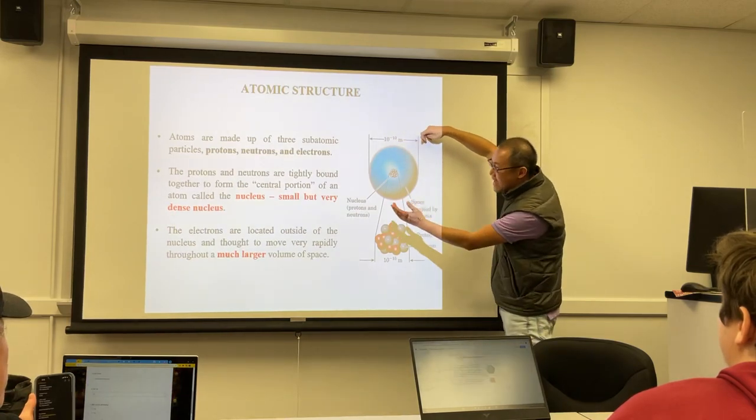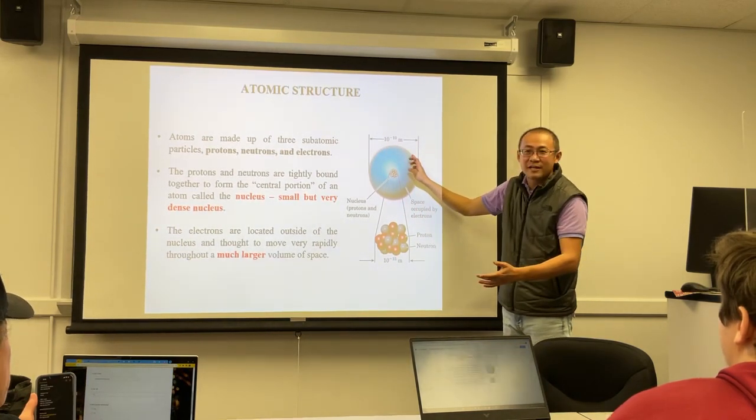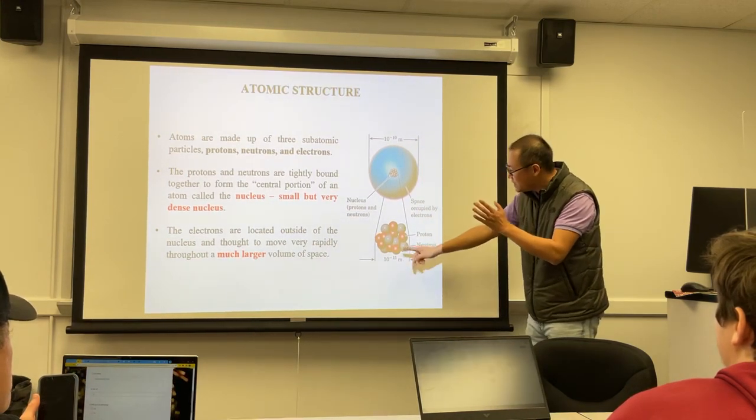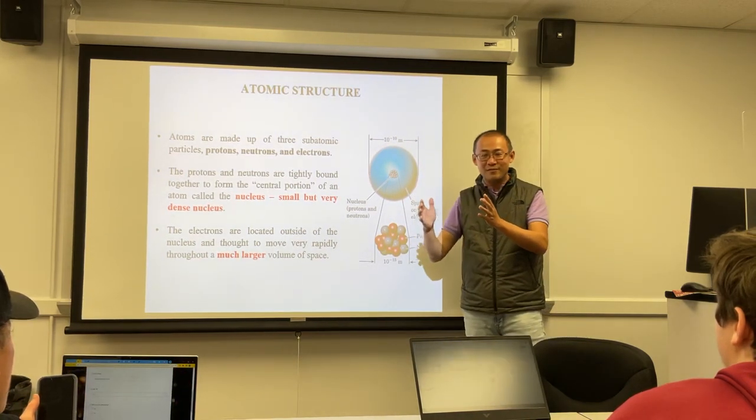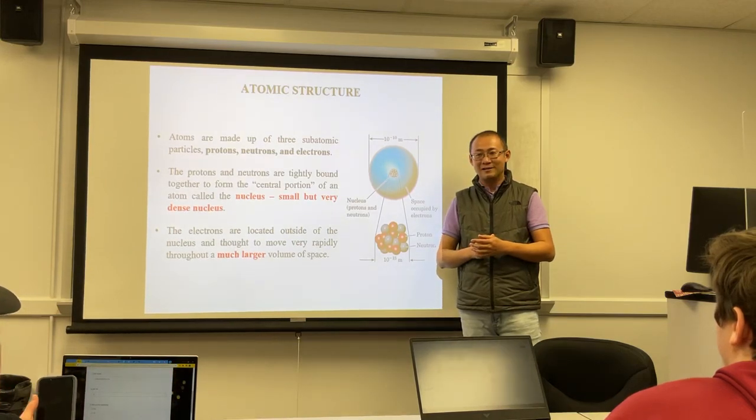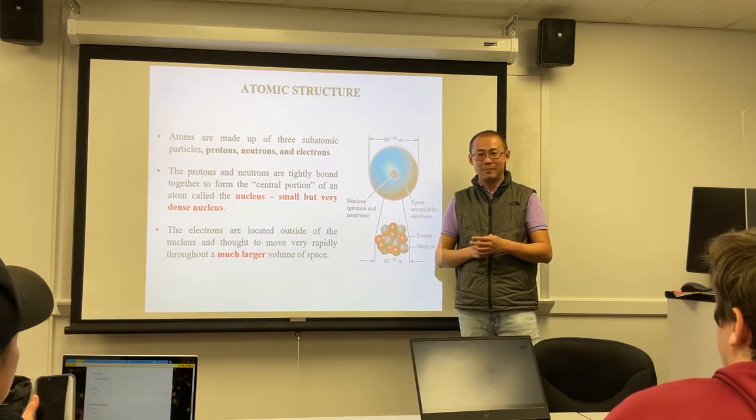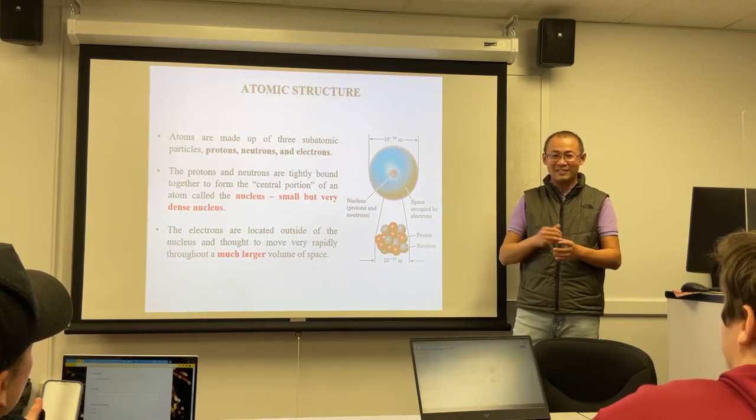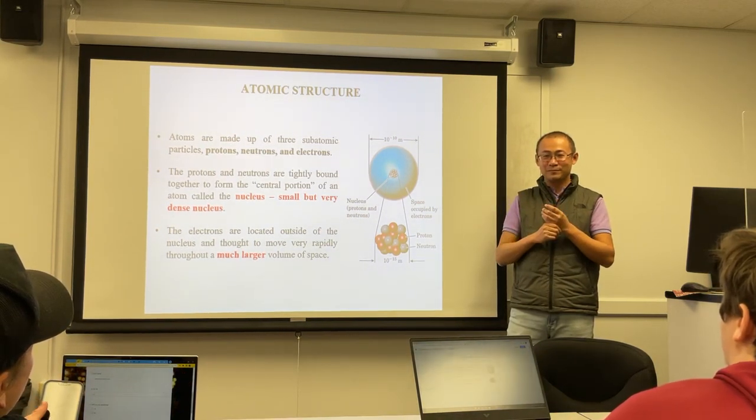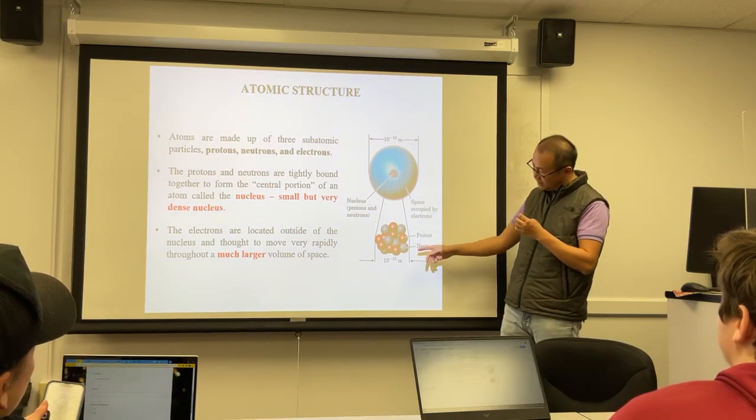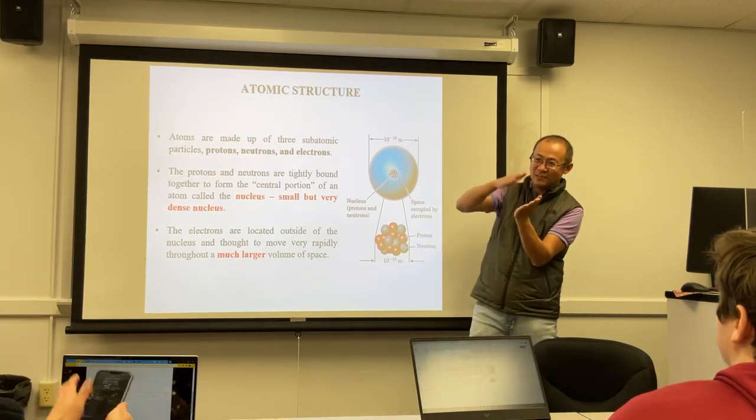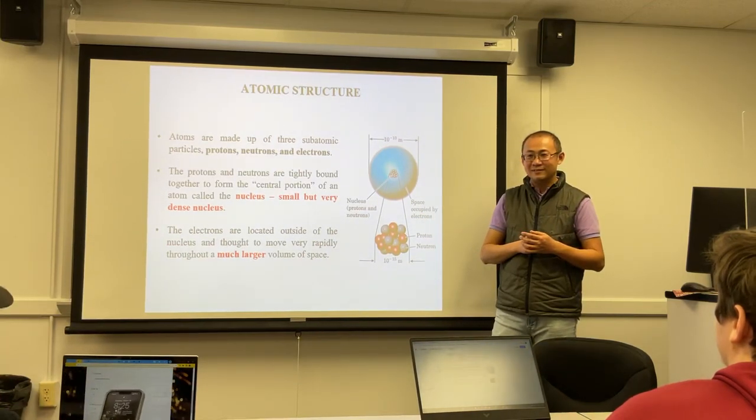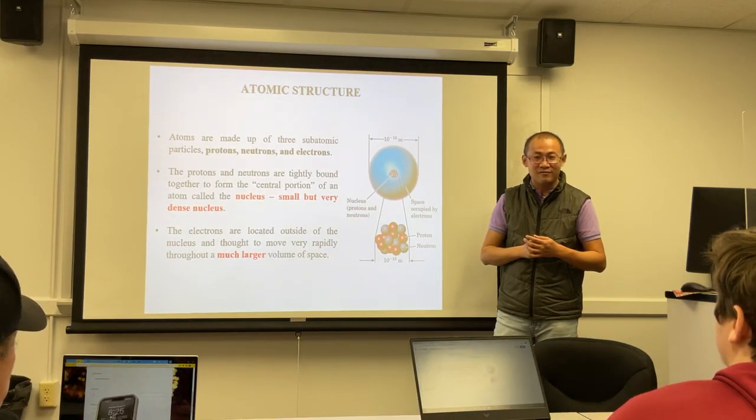Compared to the size of this 10 to the negative 10th, and this one, these two numbers, what is the difference? How many times different? 10 to negative 10 and 10 to negative 14. You guys know anything about scientific notation? Between 10 to negative 10th and 10 to negative 14th, what is the great difference? It's like an extra 5 zeros. 5 zeros, right? 5 zeros is how many?